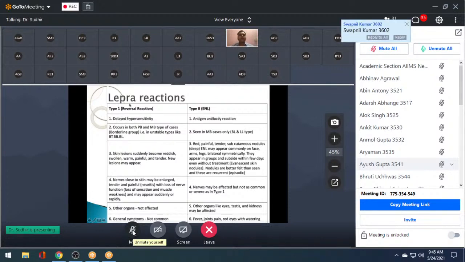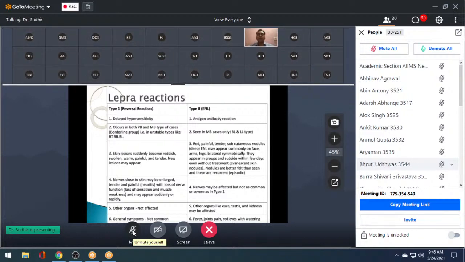So type 1 lepra reaction is basically due to delayed hypersensitivity, and type 2 is due to antigen-antibody reactions. This mainly occurs in multibacillary cases, type 2. Why? Because there will be a higher load of bacteria, and as the bacteria die off because of the treatment, they will release several antigens. This antigen will complex with the antibodies and form Arthus reactions, or antigen-antibody complexes. They will get deposited in the microcapillaries, and lead to this Arthus type of reaction. Type 1 reactions occur both in paucibacillary and multibacillary types of leprosy.